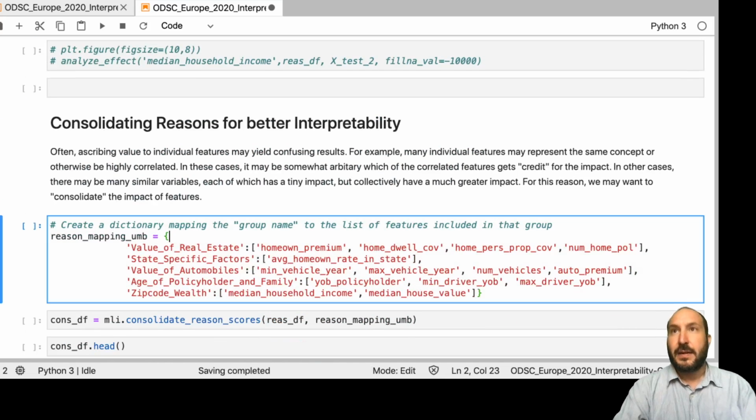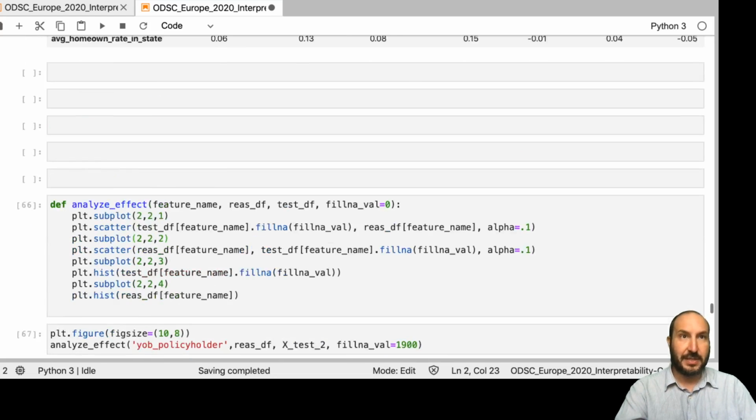Okay, running out of time here, so I'm going to try to go through the rest of this stuff a little bit more quickly. Now, as we saw, let me scroll back up for a second and look at these reasons.